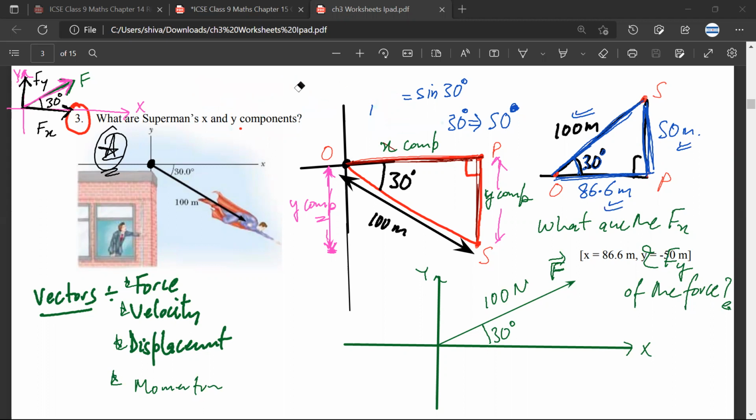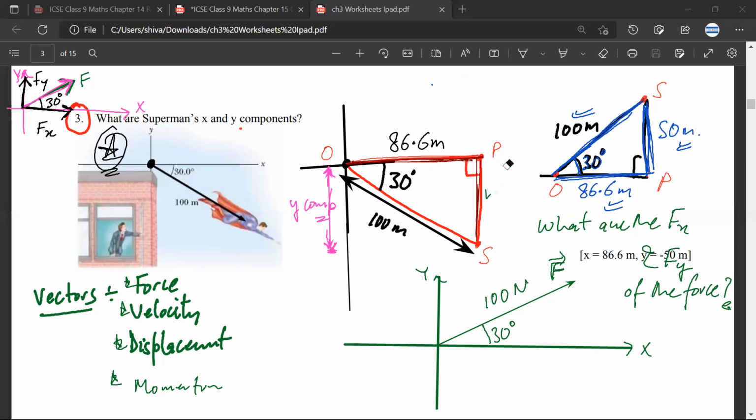That when they are asking me to resolve the Superman's components in x and y axis, now this 100 meter that I have, in terms of x component, this would be 86.6 meters. Is it making sense, Chris? Yes, sir.